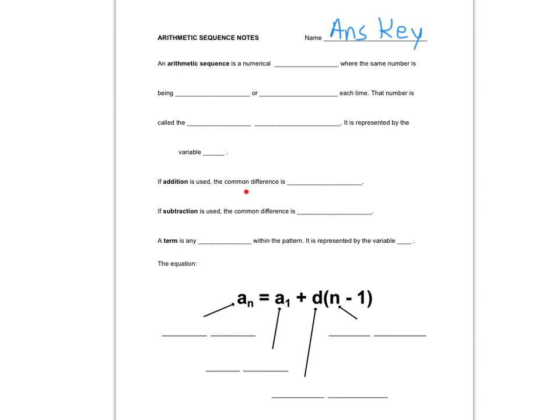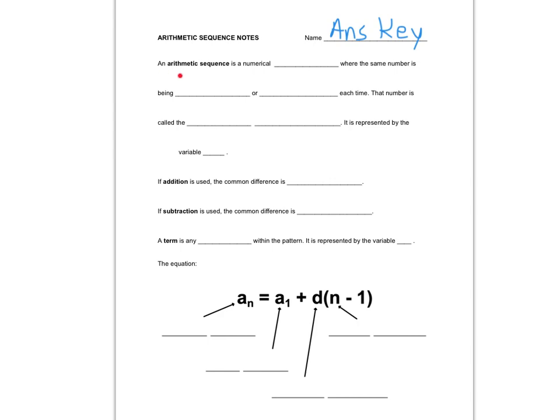If addition is used, the common difference is blank. If subtraction is used, the common difference is blank. A term is any blank within the pattern. It is represented by the variable blank. The equation: a sub n equals a sub 1 plus d times the quantity n minus 1. What does the a sub n mean, a sub 1, the d, and the n mean? Try to fill that in.